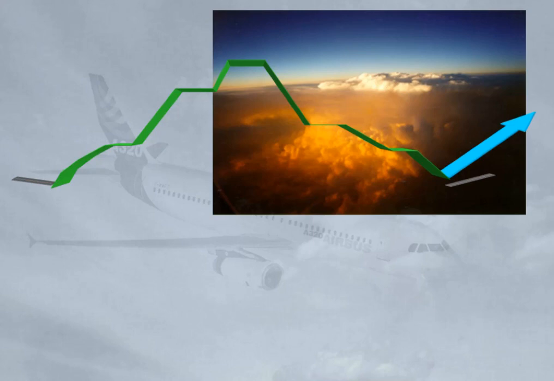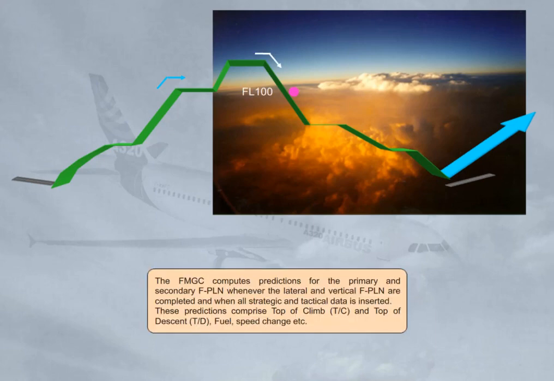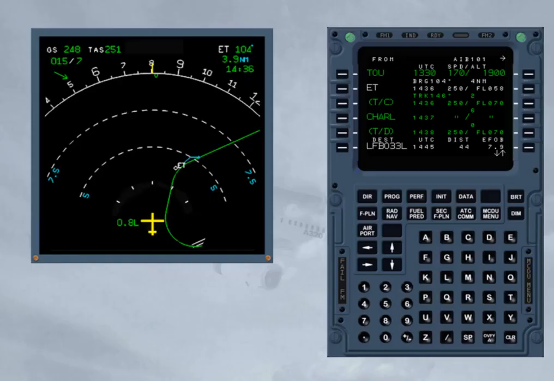These predictions comprise top of climb, TC, and top of descent, TD, fuel, speed change, etc. Predictions are provided on navigation display by symbols in the current active autopilot modes. If navigation mode is active, they are displayed along the active flight plan. If heading track mode is active, they are displayed along the track line.